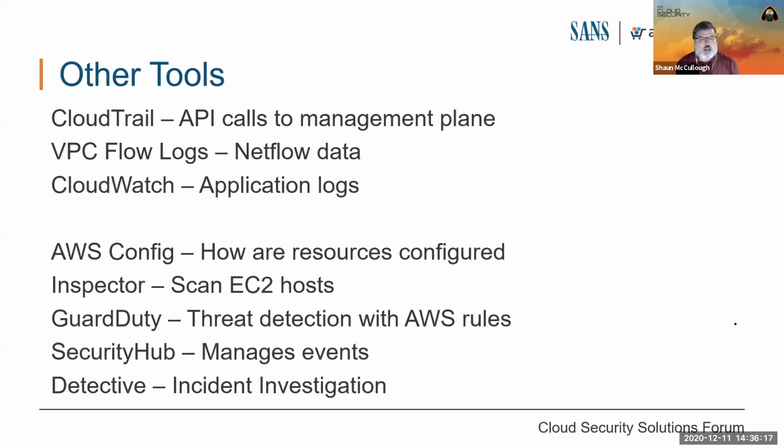GuardDuty, Security Hub, and Detective are three security-focused managed services by AWS. It pulls together the data that we're looking at here, plus others. And GuardDuty has its own set of rules to do detection of a threat. So it will detect SSH brute force attacks, just like what we talked about a few slides ago. It will create an alert, and you can go and look at GuardDuty and say, all right, these are the things that Amazon is looking for, and you can detect some things in GuardDuty.